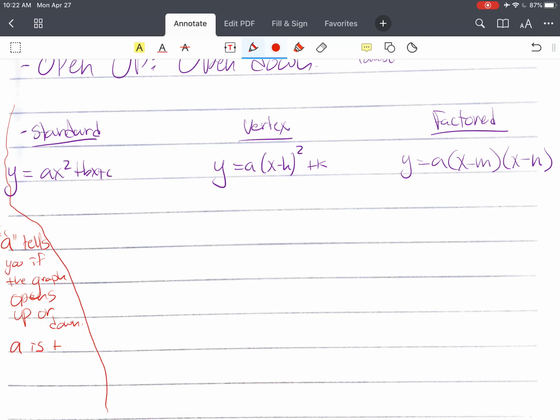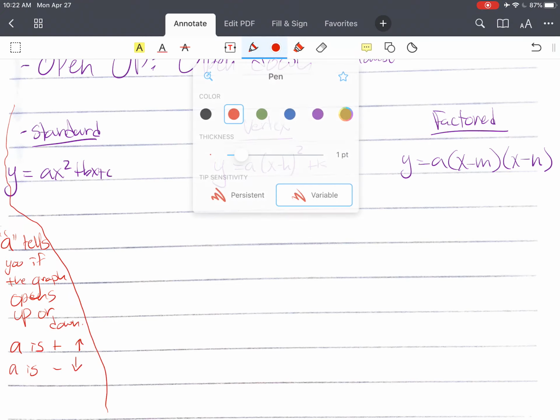So if A is positive, do you think it opens up or down? Yep, if A is positive, it opens up. And if A is negative, it opens downward. Now, that's how you can determine if it opens upwards or downward.